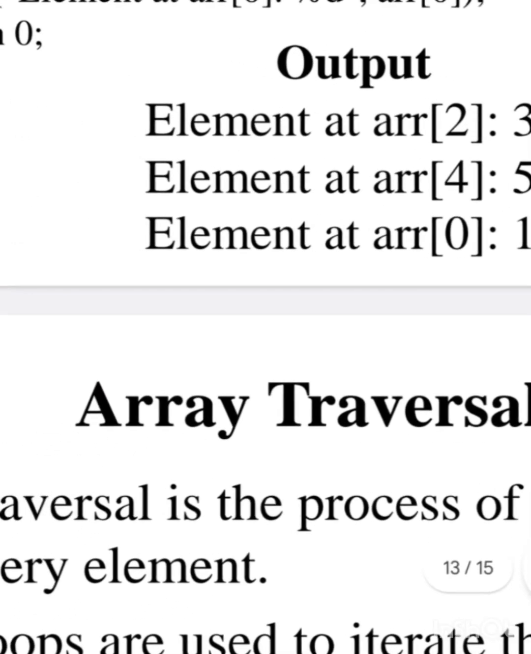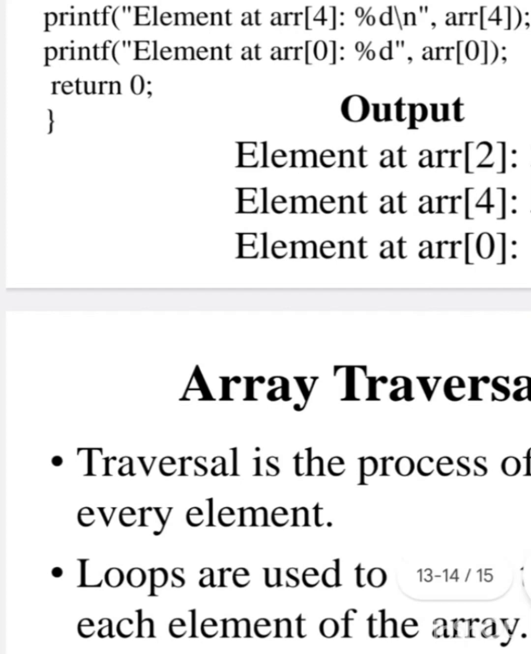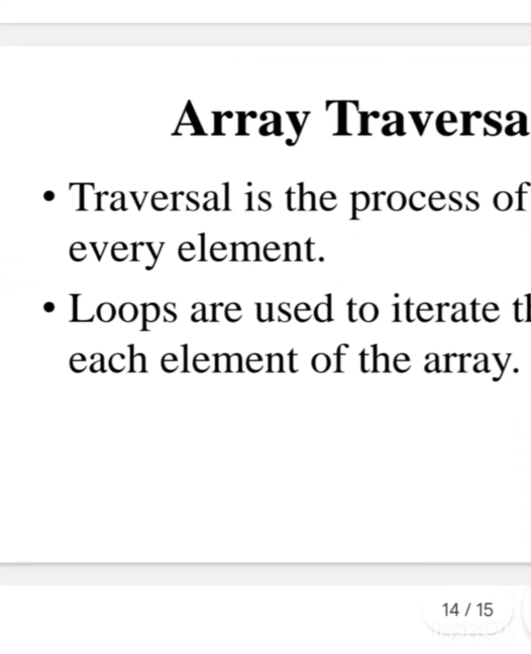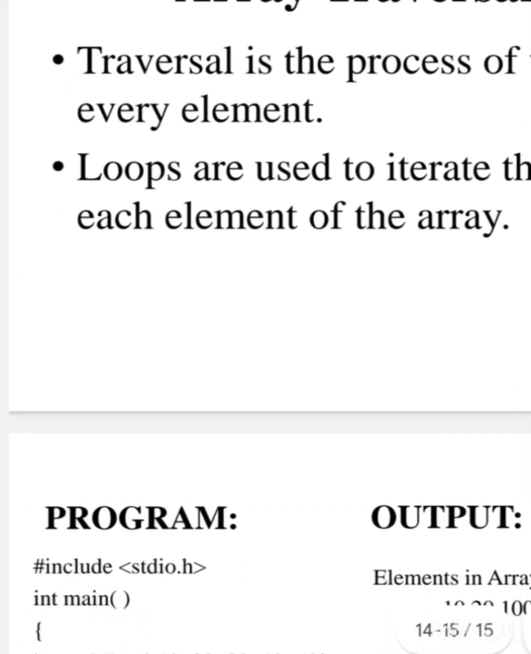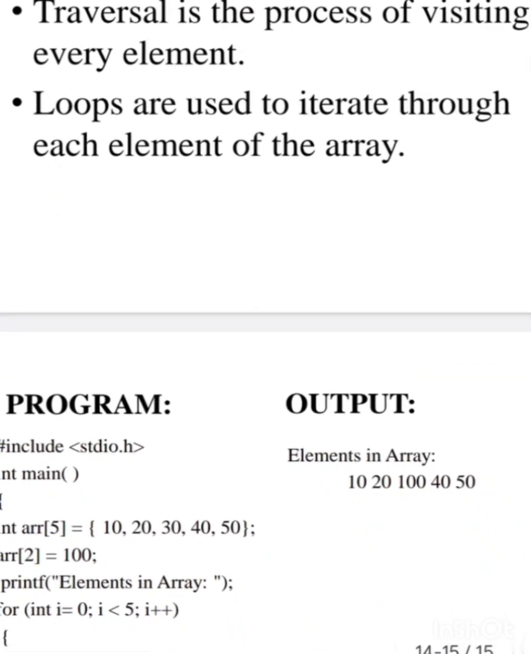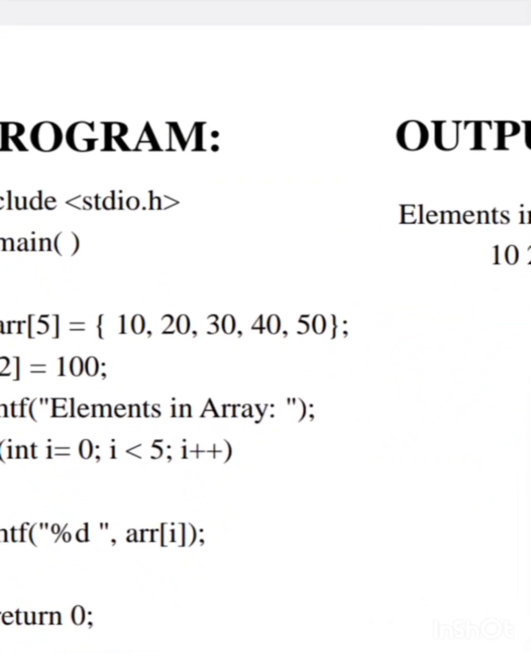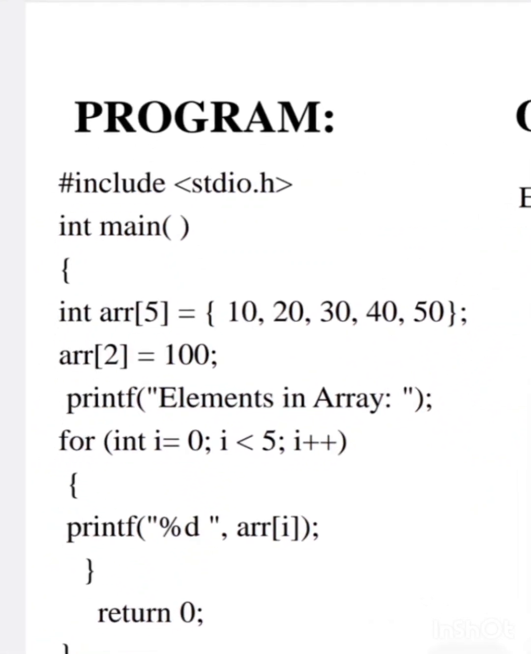So this is a simple program for array initialization. We have seen about declaration and initialization. Then we are going to see about array traversal. Traversal is nothing but the process of visiting every element in the array. How will we travel every element? With the help of a loop. With the help of an example we can clearly see it.